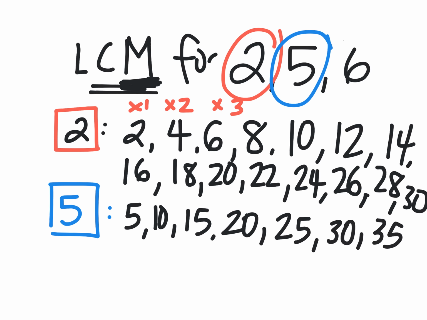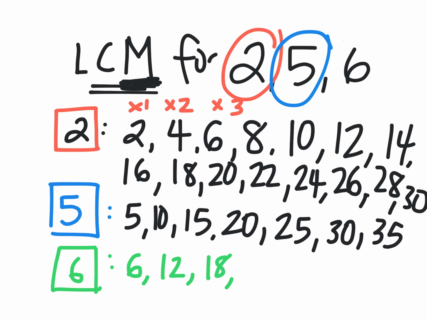We'll stop there. Okay, now for 6, we're adding 6 every single time. So 6, 12, 18, good, 24. Plus another 6, 30. Okay, and we'll do one more. 36. Good.